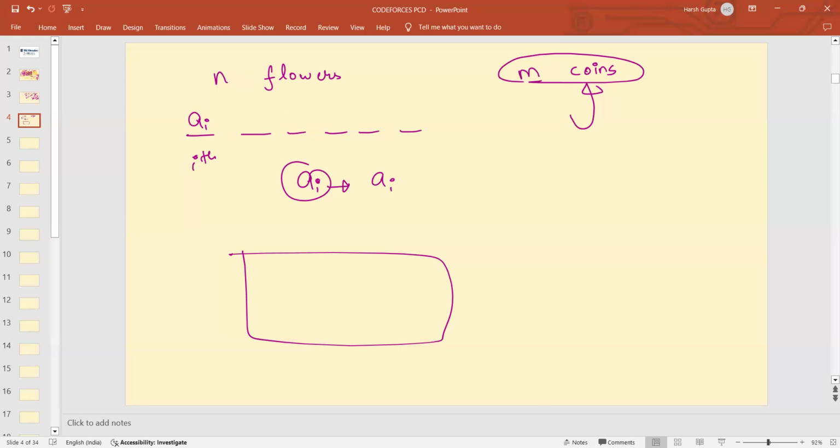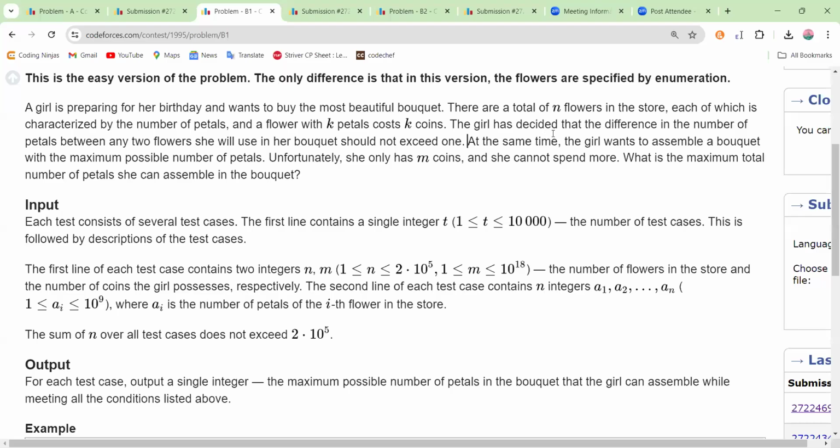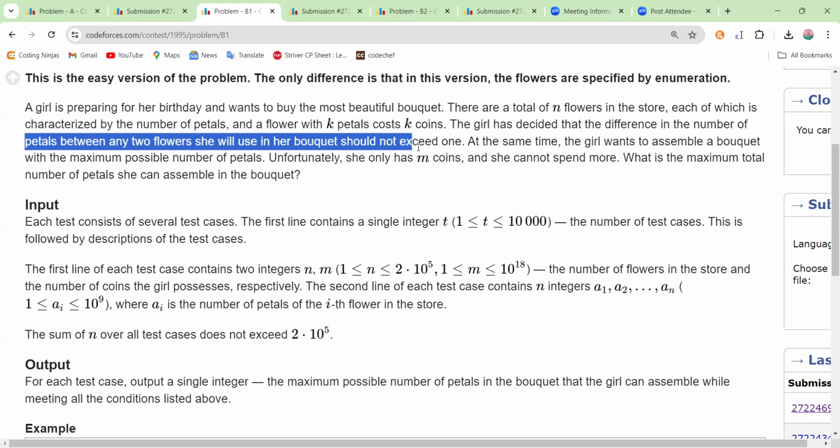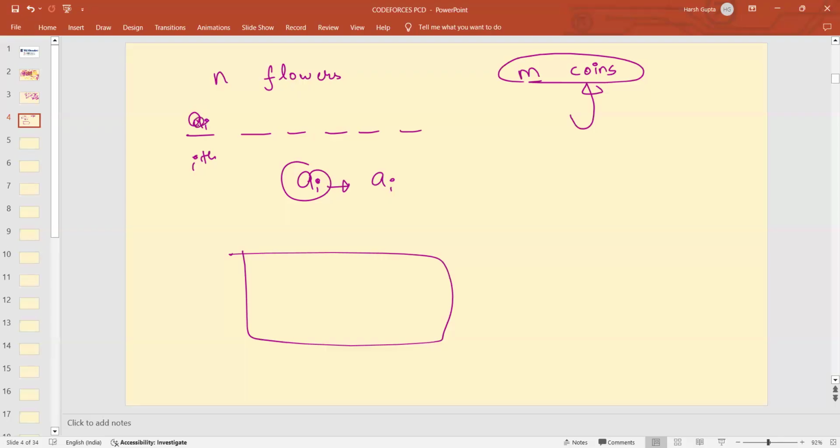But there is a constraint. The constraint is that the girl has decided that the difference in the number of petals between any two flowers she will use in a bouquet should not exceed one. So, for example, this particular flower contains 5 petals, and this particular flower contains 7 petals. In that case, you can't use both these flowers in the bouquet.